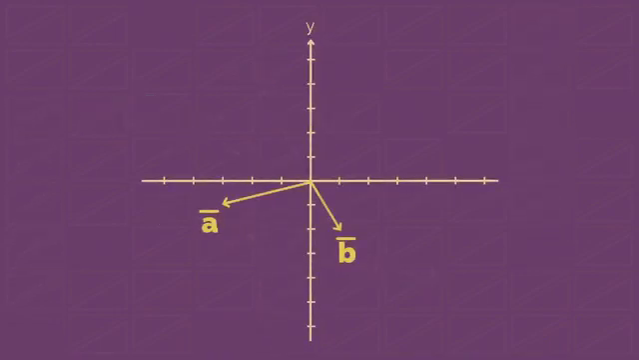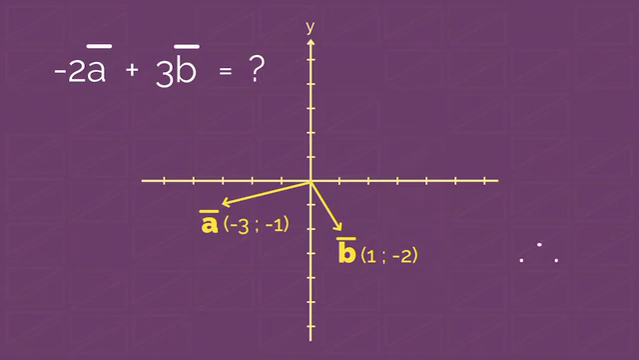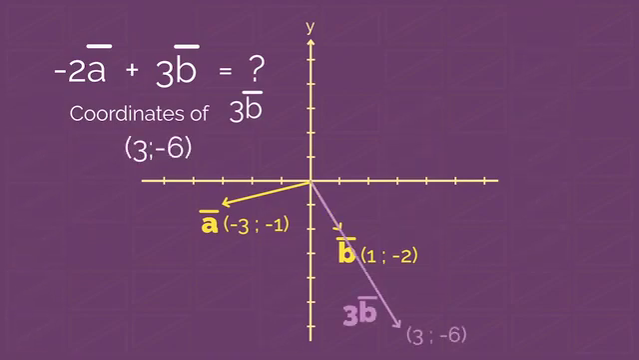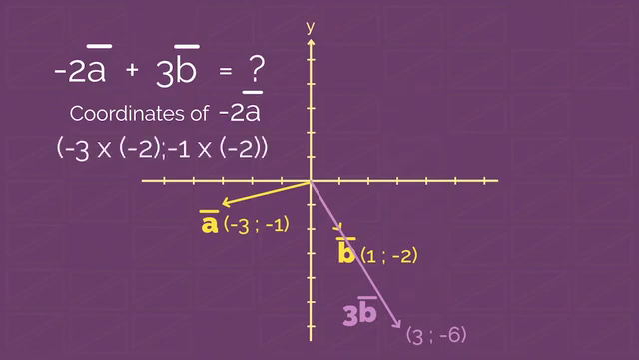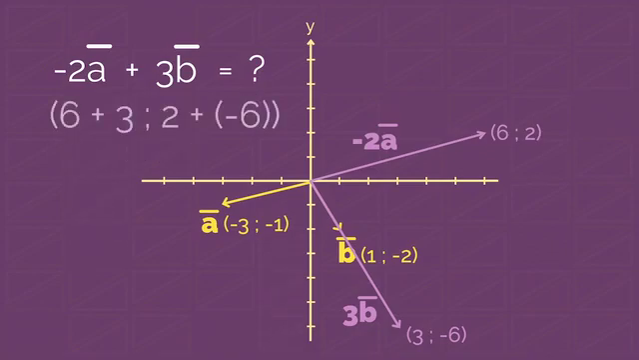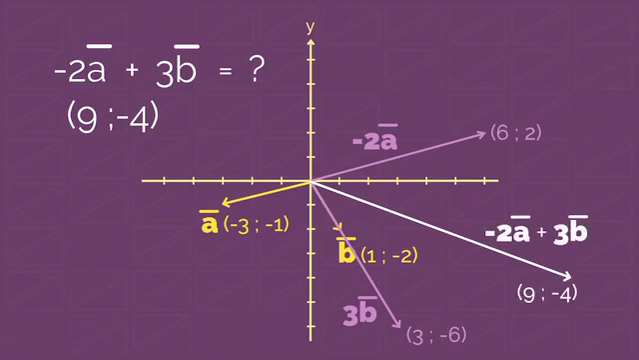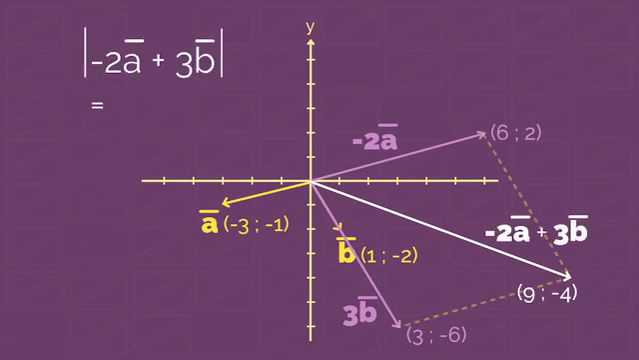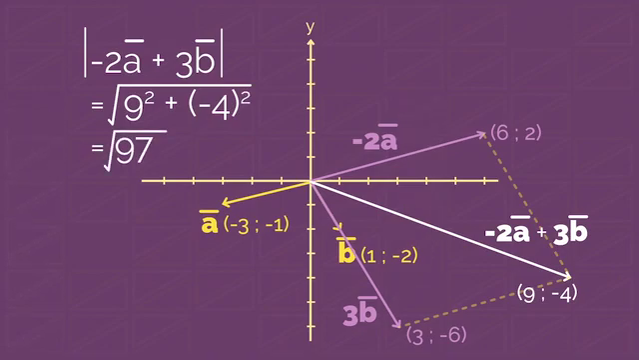Can you find the coordinates and the magnitude of the vector negative 2A plus 3B? Vectors A and B have the same coordinates as in the previous task. Pause the video and give it a go. Vector negative 2A plus 3B has coordinates 9 and negative 4. And its length is the square root of 97. Did you get it right?